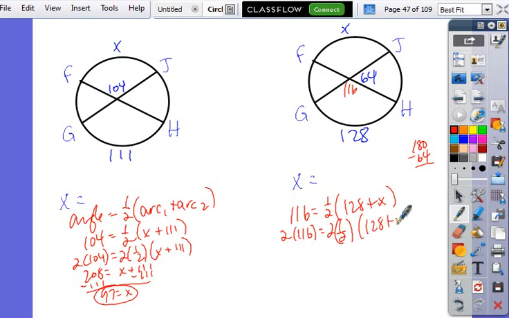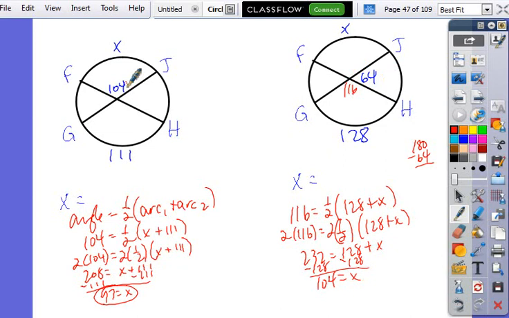You get 232 equals 128 plus x minus the 128, and you get the 104. Now, the shortcut version is this. This angle inside is halfway in between the 2 arcs that you're talking about. So you can just multiply it by 2 and subtract 111.